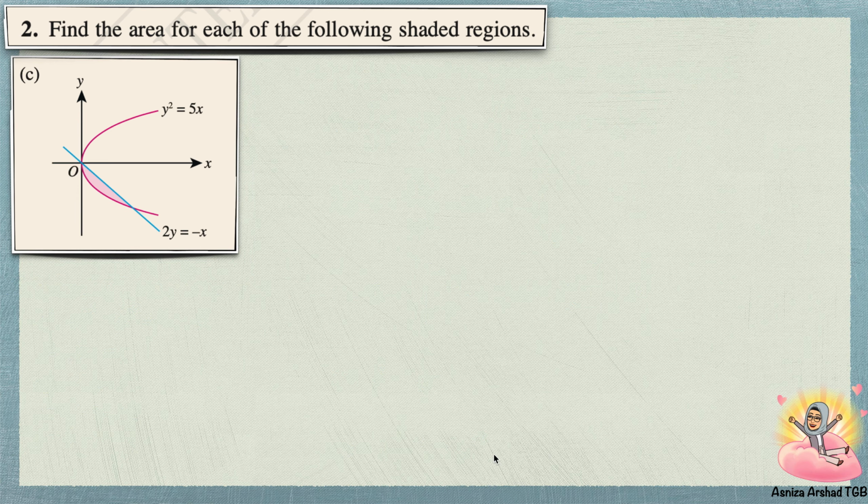Okay, next we need to find the area of the shaded region. Now look at the graph. We have two graphs. One is y squared equal to 5x. Another is 2y equal to negative x. The region is between the straight line and the y-axis, the triangle. The shape will be a triangle. And then we have to minus the area between the curve and the y-axis.